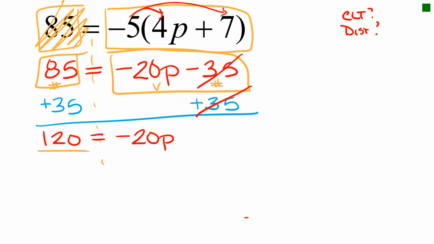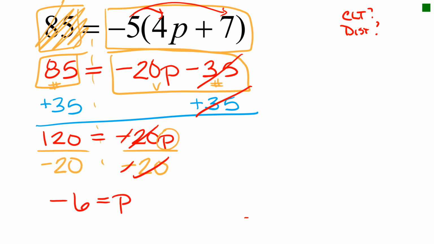Down to multiplication, so I'm going to divide. Remember, we divide by the coefficient. That's the number with the variable. So I'm going to divide by negative 20. 120 divided by negative 20 is negative 6. The 20s cancel, the negatives cancel, and we get p.